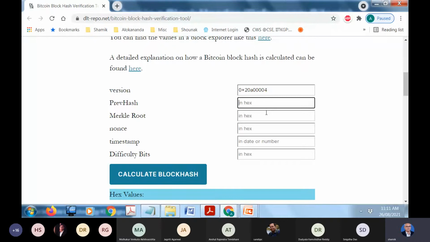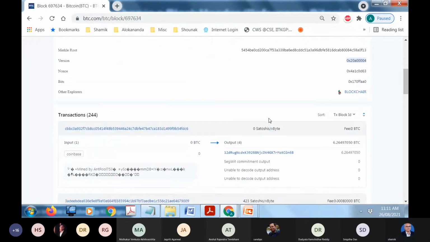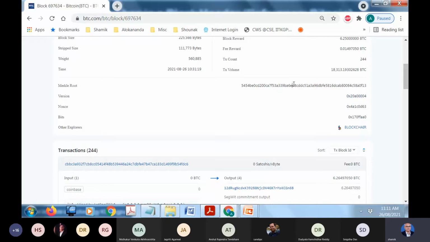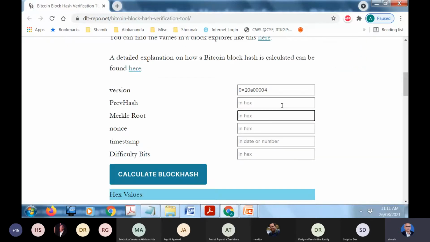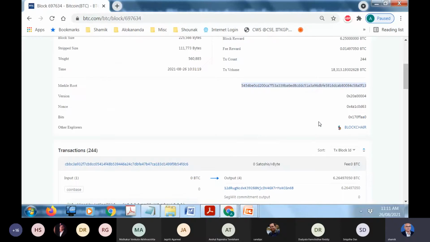I'll come to previous hash, but first the Merkle root. You see that the Merkle root is given here, and I just pick it up from here. Remember, I am doing it from the btc.com website. And the nonce. This is the nonce that the miner actually came up with. That was the holy grail, getting the nonce. But now it is given to us, so I just pick it up.